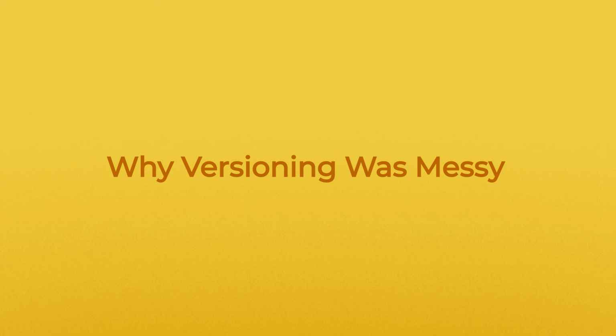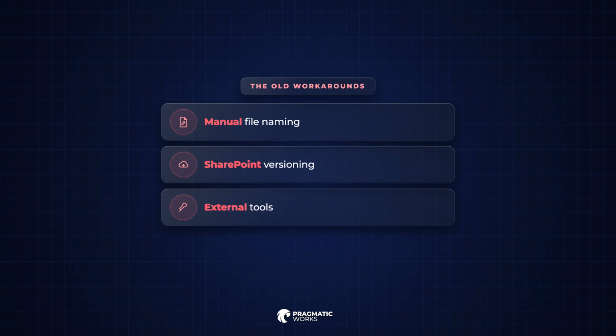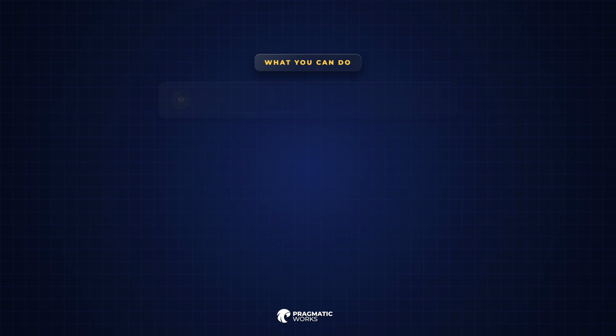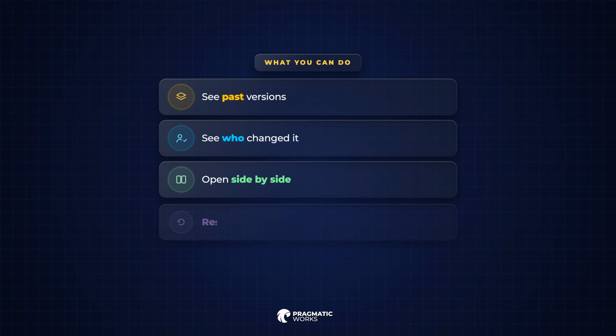So historically, managing versions in Power BI has been messy. Developers relied on manual file naming, SharePoint versioning, or possibly even uploading the Power BI reports to external tools and saving them there. Now, instead of juggling multiple files, you can work with one Power BI file, one PBIX file, and still access previous versions directly in your Power BI Desktop. So you can view those previous versions. You can see who made changes to those versions as well. And you can open them up side by side, and you can work from a previous version, all from the Power BI Desktop.